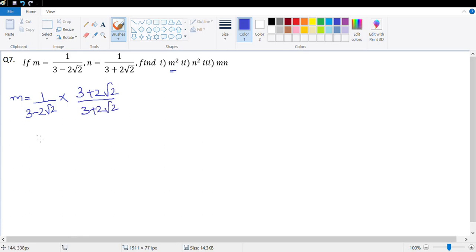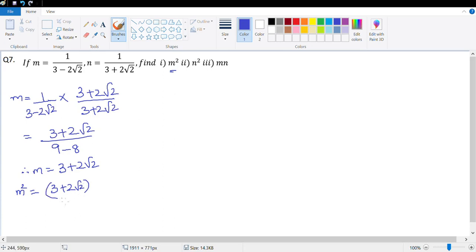That gives me 3 plus 2 root 2 upon x minus y into x plus y. That will be x square, which is 9, minus y square, that 2 root 2 whole square, that's 8. Therefore, m will be equal to 3 plus 2 root 2. Now we need to calculate m square. So m square will be equal to 3 plus 2 root 2 whole square.